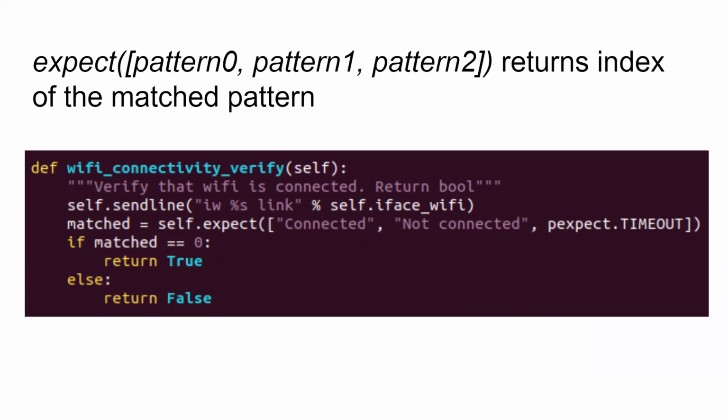And we can expect several different outputs. This is an example from the actual prplMesh code. We run the iw command on the router and check for one of the outputs. It's either connected or not connected. And we can also specify timeout and end of file as possible matches.